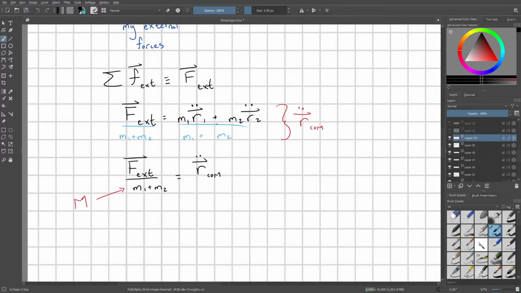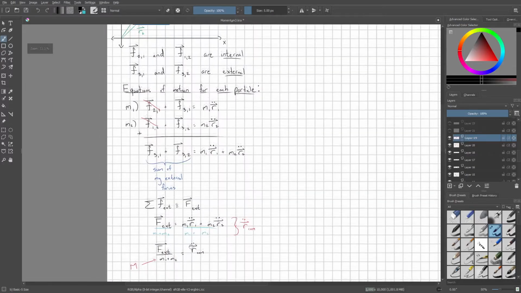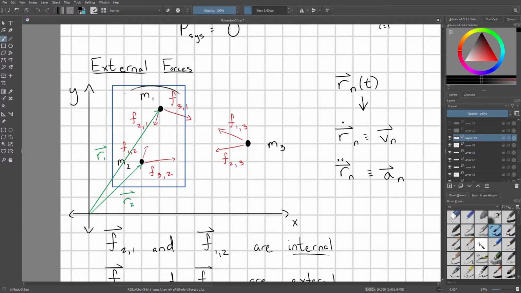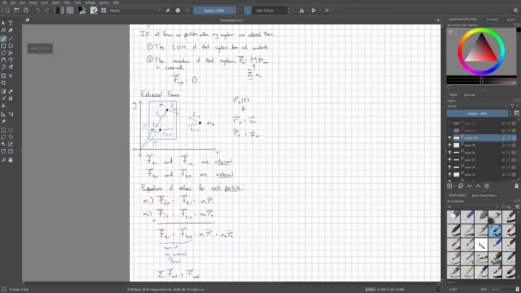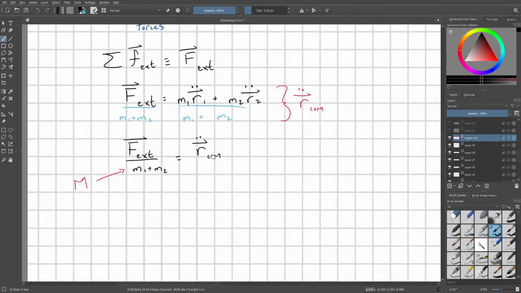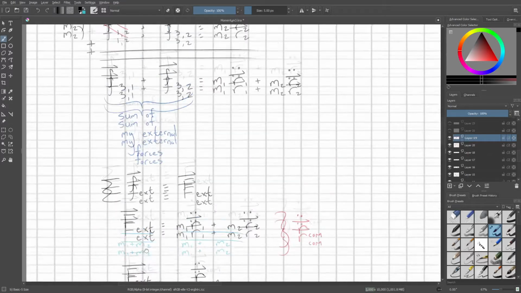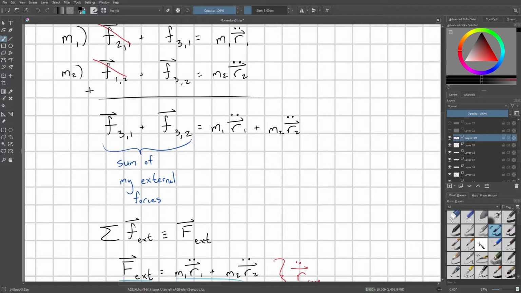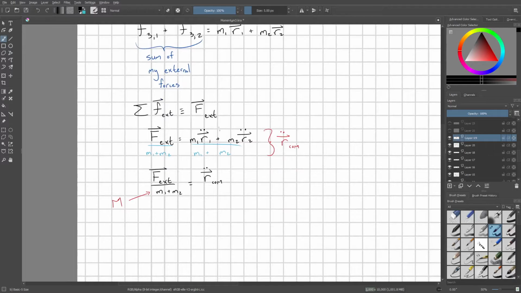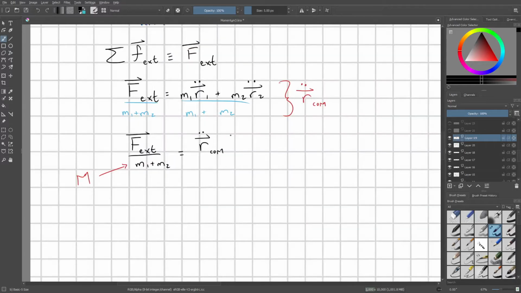Okay, and let's do another categorization and remember that m1 plus m2 is just the total mass of my entire system. In this case, there's only two particles in my system, that's why it's a very short sum. But if we had n particles, we would just have more masses being added together. And likewise, again, if we had more particles, we would have more external forces. I'm just using two particles in my system to make this as simple as possible.